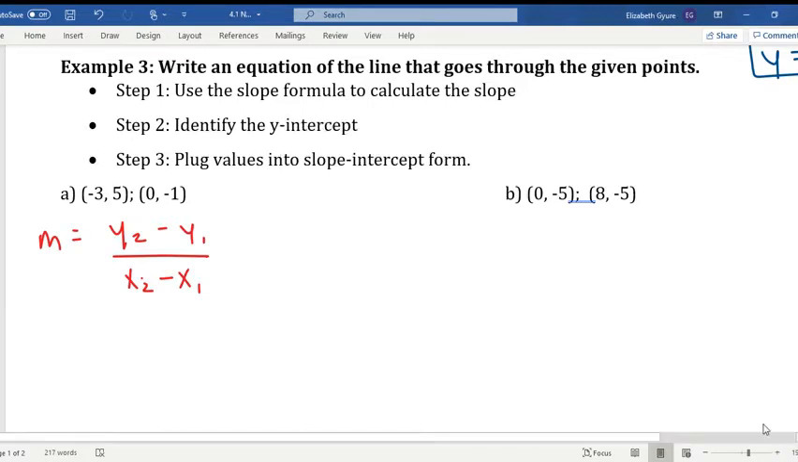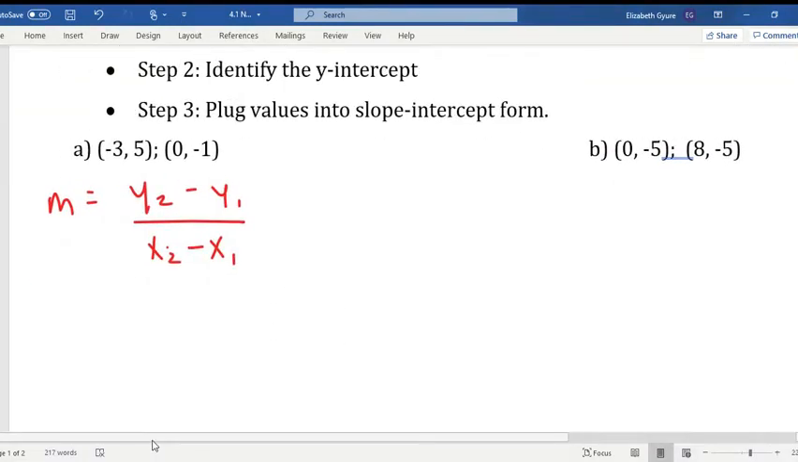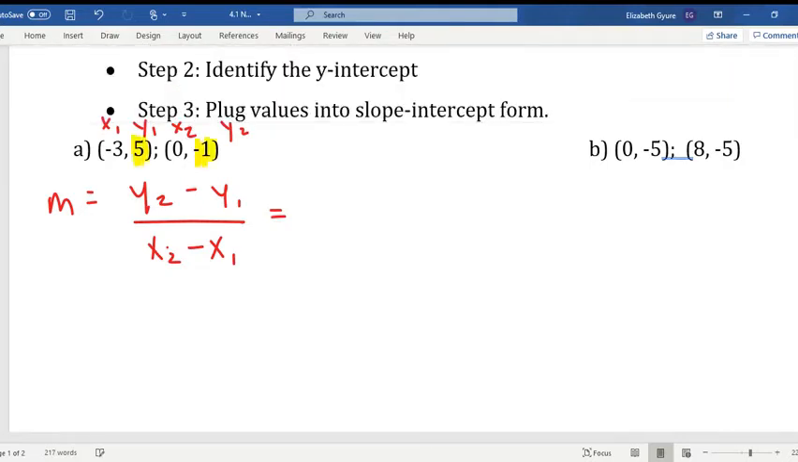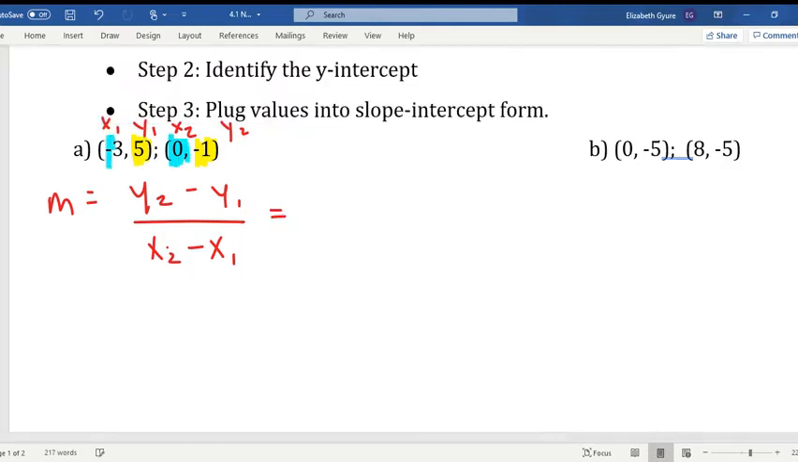So I would go ahead and figure out what point you want to be x1, y1, which one you want to be x2, y2, does it matter? Not really, I tend to go from left to right. So I'm going to say this is x1, y1, this is x2, y2. And then let's plug those values in. So remember, the important thing here, guys, is to keep your y's with your y's, and then to keep your x's with your x's. That's probably the most common mistake, is that people mix those things up.